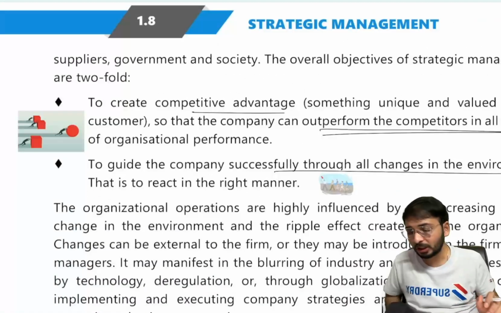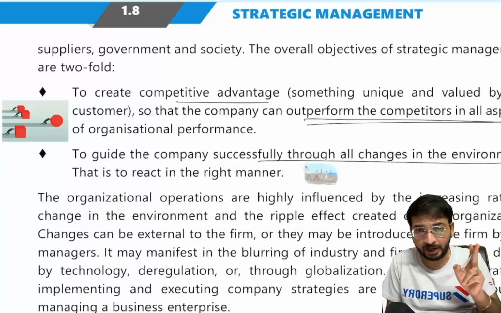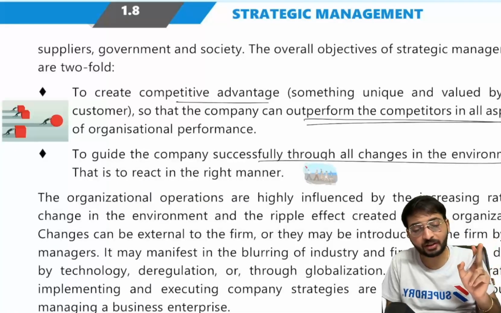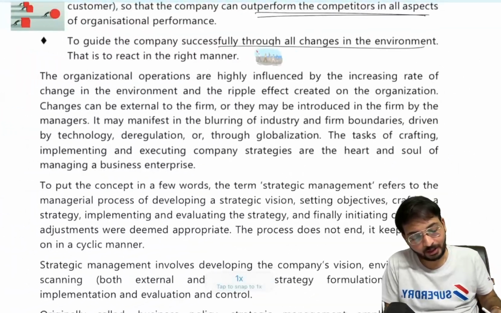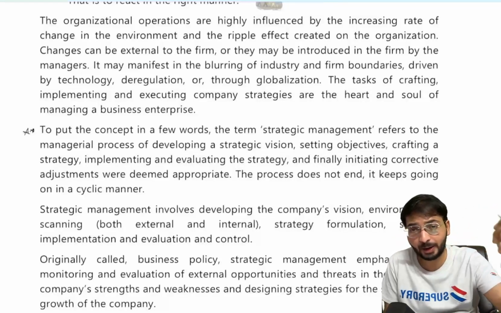Now, what are the overall objectives of strategic management? To create a competitive advantage. Second, to successfully guide the company through all the changes in the environment. Now, this is the definition of strategic management in the entire SM from chapter number 1 to chapter number 5.